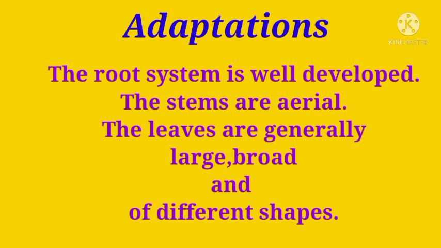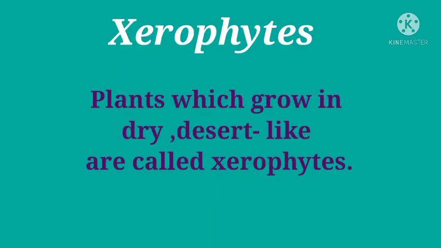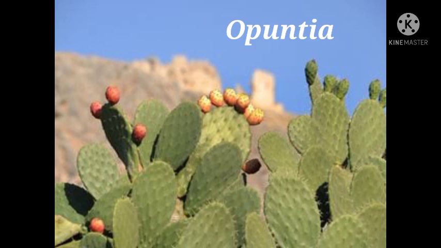Then coming to the xerophytes. Plants which grow in dry desert-like conditions are called xerophytes. So the plants that grow in the desert area are called xerophytes. Xero means dry and phyta means plants. How is the plant body adapted? The plant body is adapted to suit high temperature and water scarce conditions.